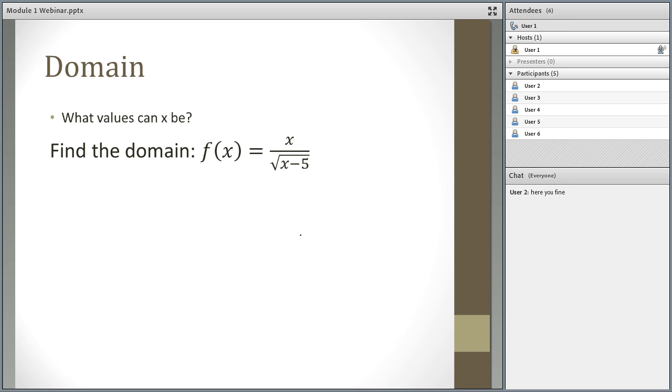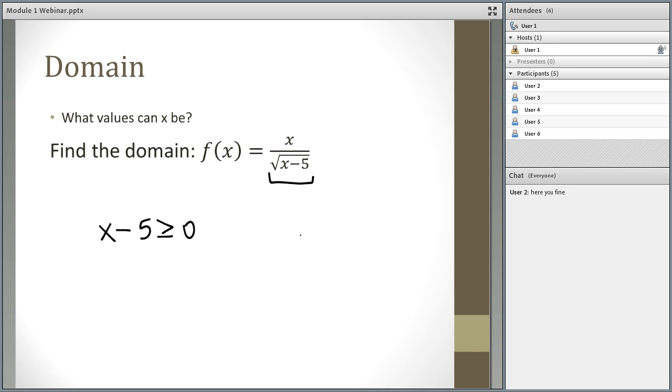So one thing that we think about when I see a function like this is I have a square root, and what can't we have under square roots? Well, we can't have negative numbers under square roots, not in the real number system. So I know that what's underneath the square root has to be greater than or equal to 0. So I know underneath the square root, the x minus 5 has to be greater than or equal to 0.